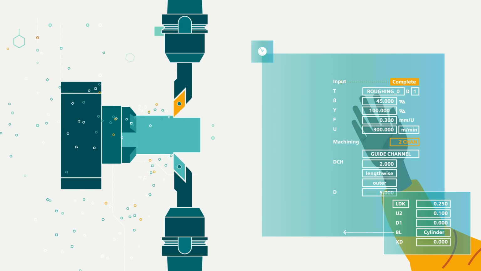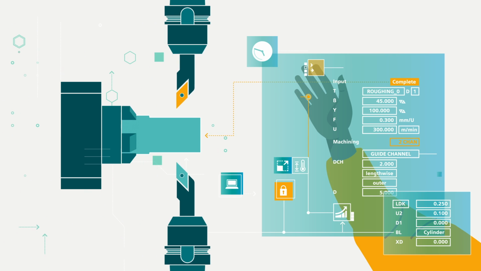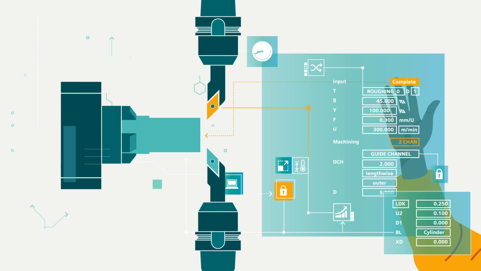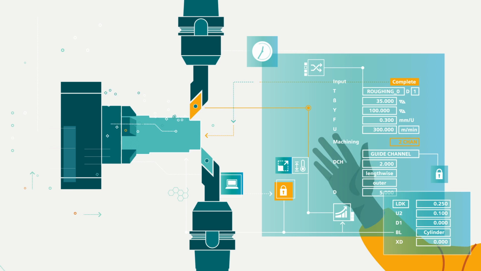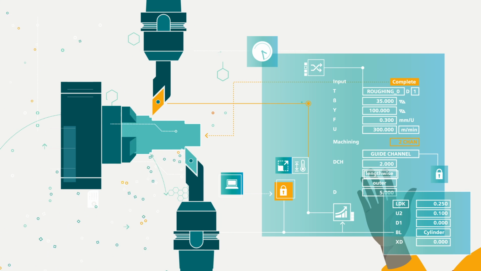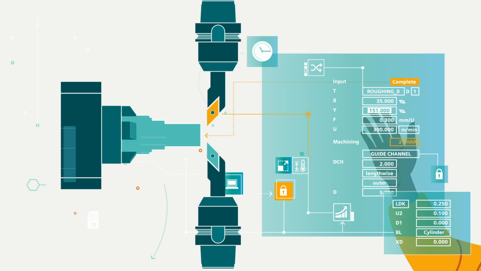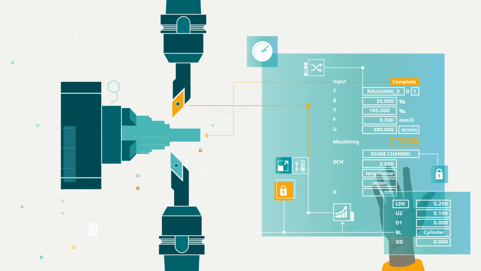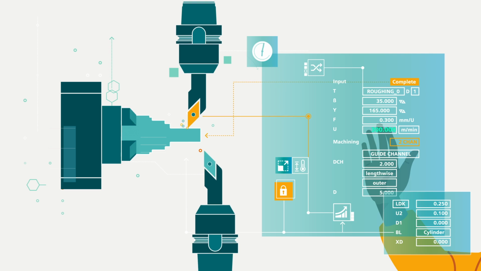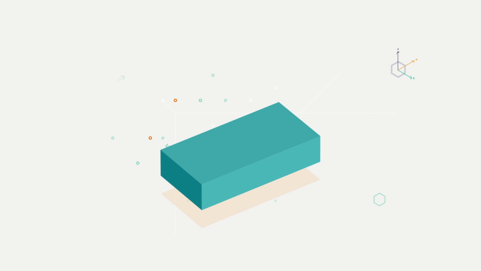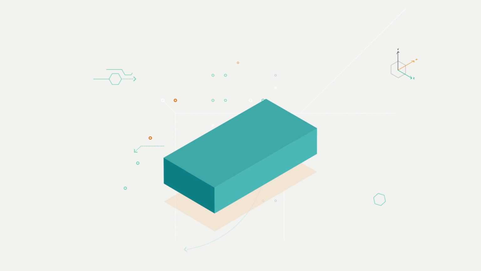With SINUMERIK ONE Dynamics Operate, the user receives optimal support in efficient programming on the shop floor. The proven SINUMERIK ShopMill and ShopTurn machining cycles are included in this package, as well as high quality CNC simulation for milling and turning. This can also be used for the paperless exchange of production data.